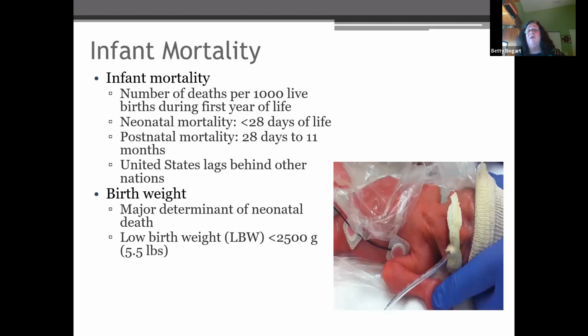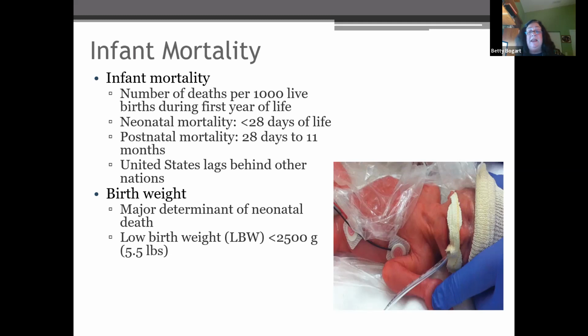Infant mortality, first year of life, we call it infant or postnatal or neonatal mortality, okay? The United States, the big United States, you'd think that we would have one of the lower numbers. We don't. We have a higher number of infant mortality. Other countries tend to have better prenatal care and care for deliveries and better health care for the mothers too. So many things need to change in the United States.